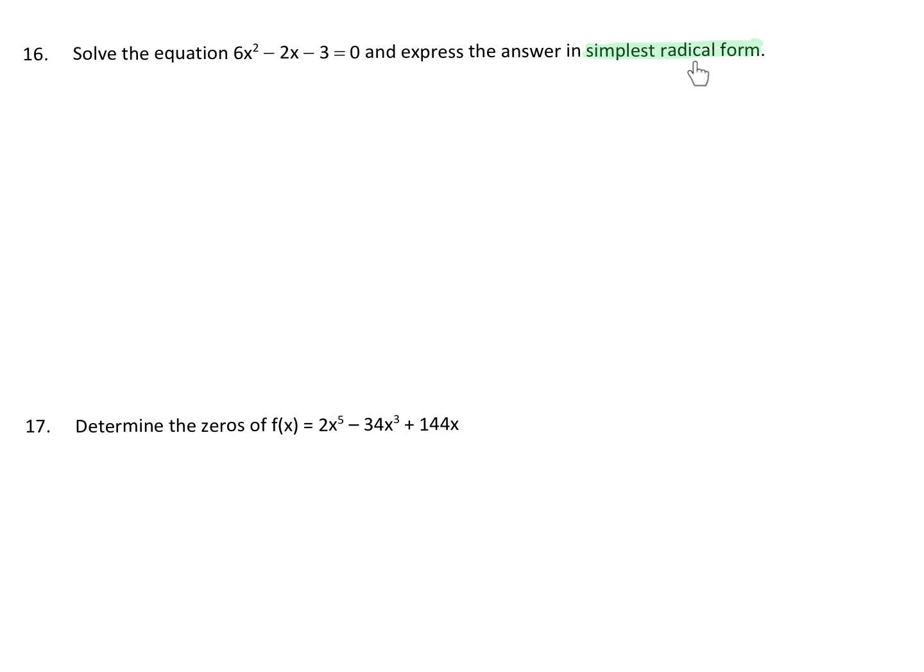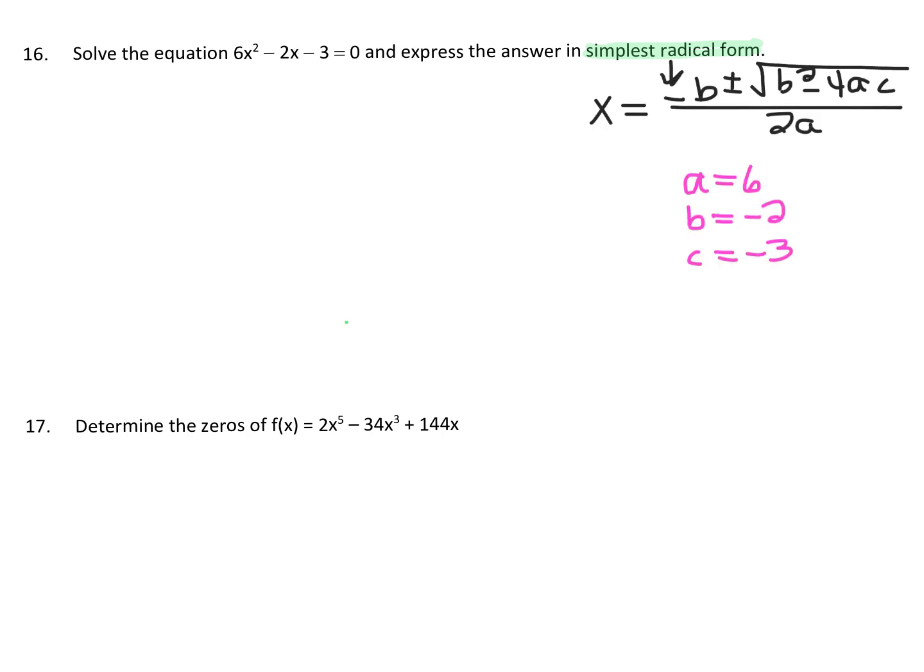If you're going to have a radical in your answer, that means it's not going to factor nicely for us, so you don't have to spend the time trying to factor it. Okay, so here's our quadratic formula, and our a is 6, our b is negative 2, and our c is negative 3. So I'm going to take these values and substitute them in.